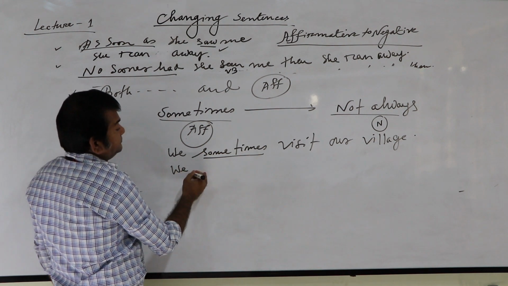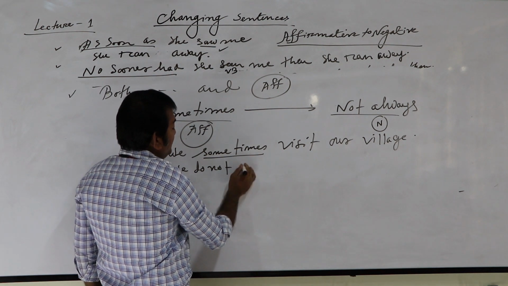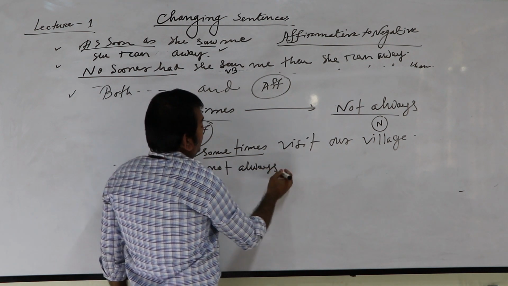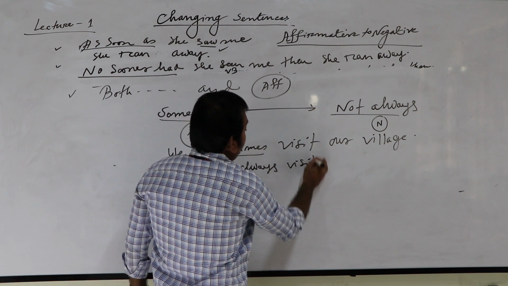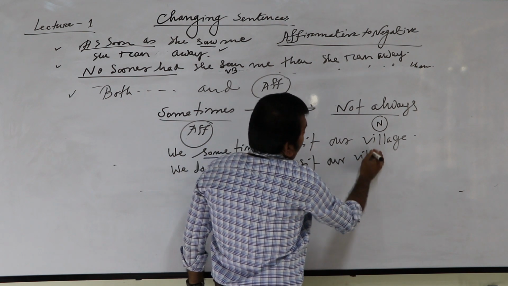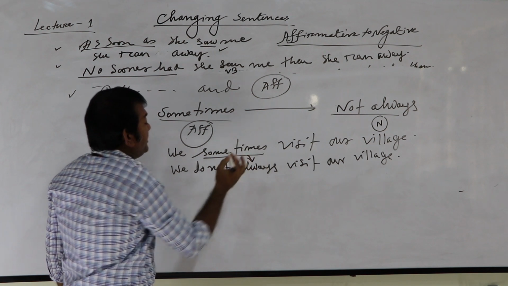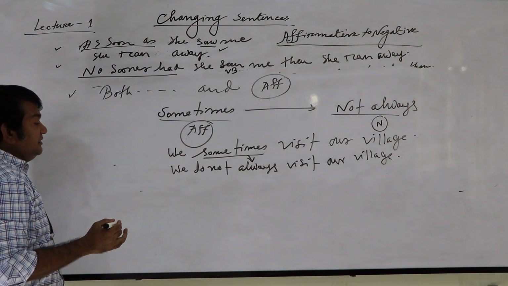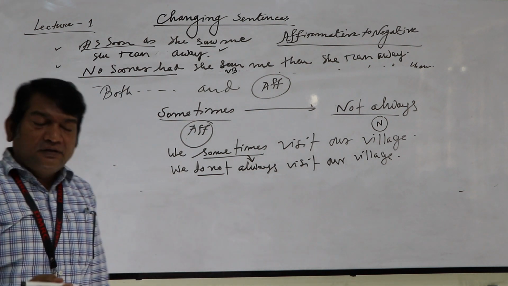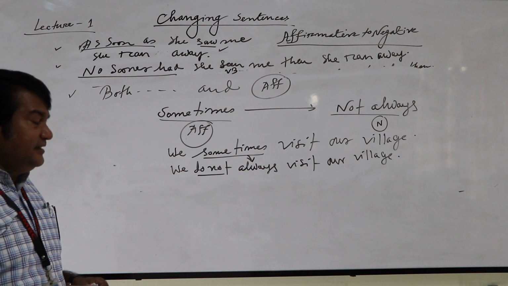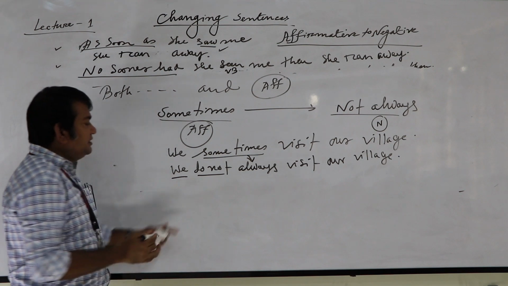We do not always visit our village. Look, sometimes has been changed into always, and we use do not because it is present indefinite tense. So, you know, in present indefinite tense, a simple present, there should be do not or does not after the subject. So here the subject is we. So we have used do not.